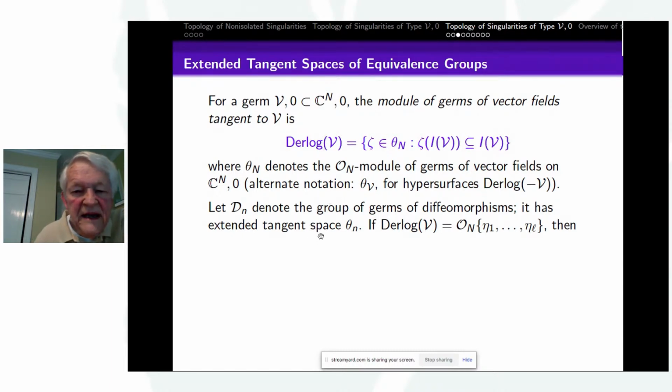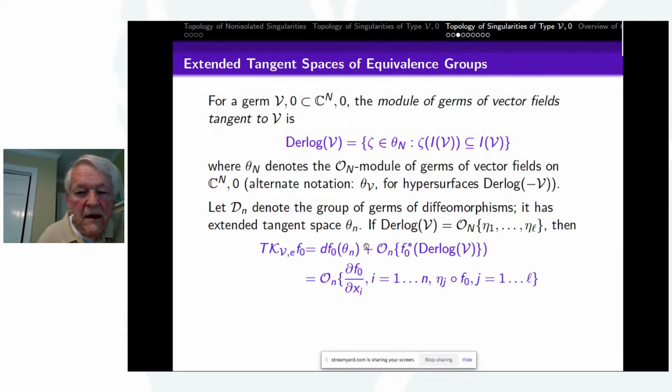So you've already seen that the group D_n of germs of diffeomorphisms has extended tangent space theta n. If we write down the generators for Der(-log V) as a module over O_n, we can write down the extended tangent space. It's just df0 applied to theta n plus the O_n module obtained by pulling back these vector fields by composition with f0. So we can write it as a module like this, and when you write it this way, it starts looking not so different from the kinds of things you would see for K equivalence.